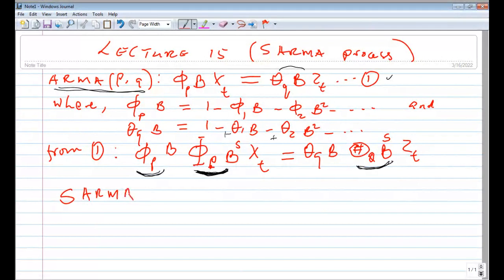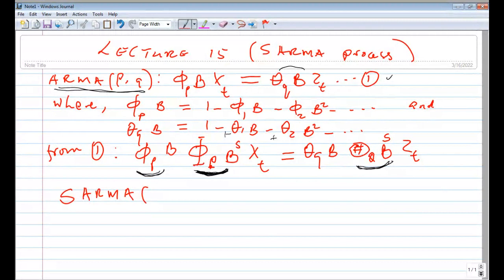Sir, is the P and the Q at the bottom, are they capital letters? For the seasonalities they are supposed to be capital letters, so that you can differentiate them from the non-seasonal part. For this, yes, it's like that.